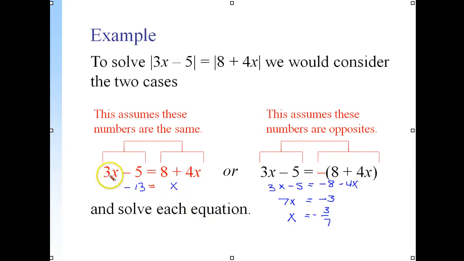So here, we're just going to transpose the 3x. Here it becomes a negative 3x and a positive 4x is our x. The positive 8 on this side becomes a negative 8 and a negative 5, negative 13. So this is one part of the solution. And here we change signs.